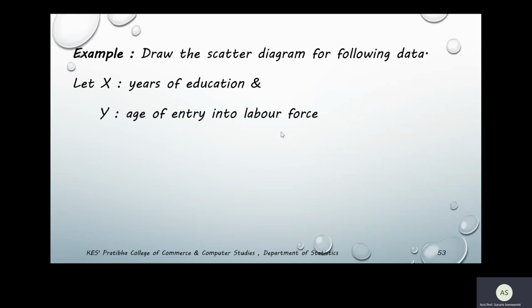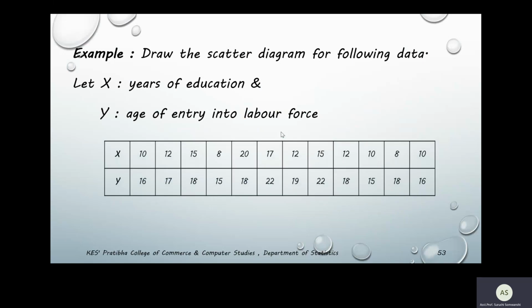Now, let's see one example for a scatter diagram. Here we have to draw a scatter diagram for the given data, where X represents years of education and Y represents the age of entry into the labor force. We have X values like 10, 12, 15, 8, 20, and Y values like 16, 17, 18, 15, 18, 22.